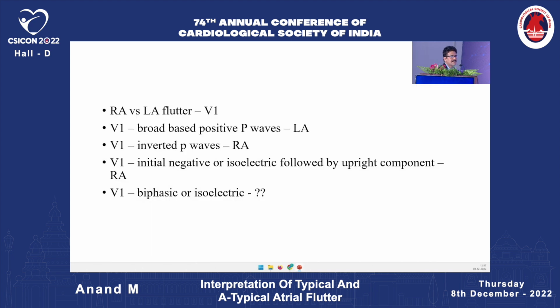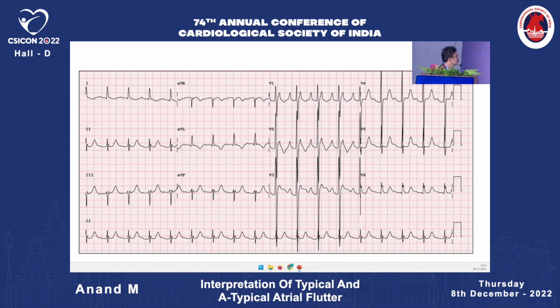So how to differentiate based on ECG whether it's from the right atrium or left atrium? Look at V1. If in V1 you have a broad-based positive P wave, it is more commonly from the left atrium. If it is completely negative, it is from the right atrium. If the initial portion is negative or isoelectric, which is followed by a positive component, then probably the right atrium is the origin. If the V1 is biphasic or completely isoelectric, we cannot say.